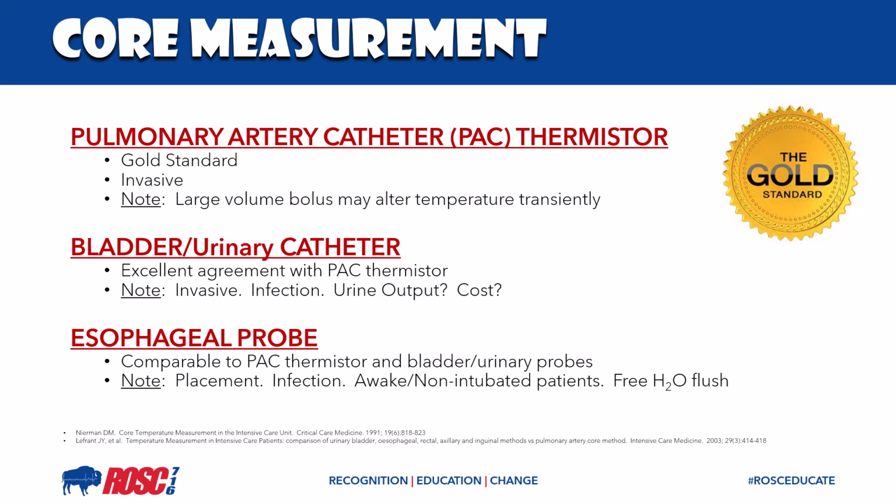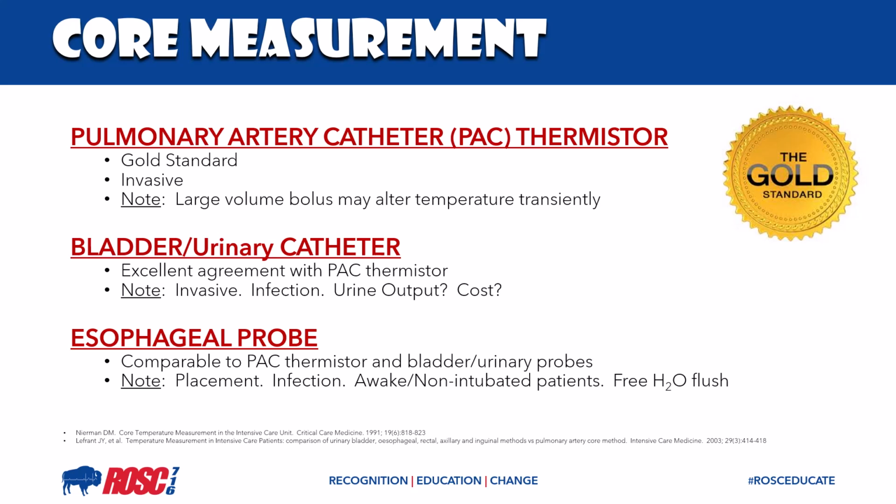Next would be the bladder or urinary catheter temp probe. It shows excellent agreement with the PA catheter. We all know the invasive infection risk from a urinary catheter in itself. Again, we would not put this in just to measure temperature. But if a patient has a urinary catheter in and it has a capability of temperature measurement, this is ideal. Next is the esophageal probe. So again, it's comparable to the PA thermistor and the bladder urinary probes. I do want to point out with esophageal probe temperature catheters, the placement is very important.